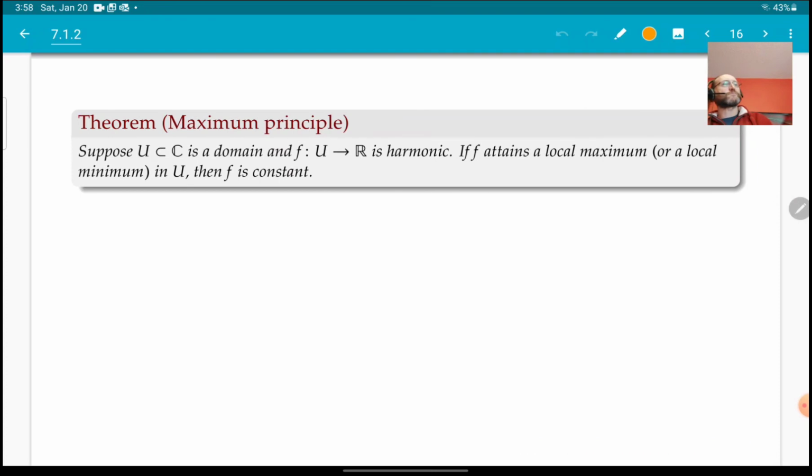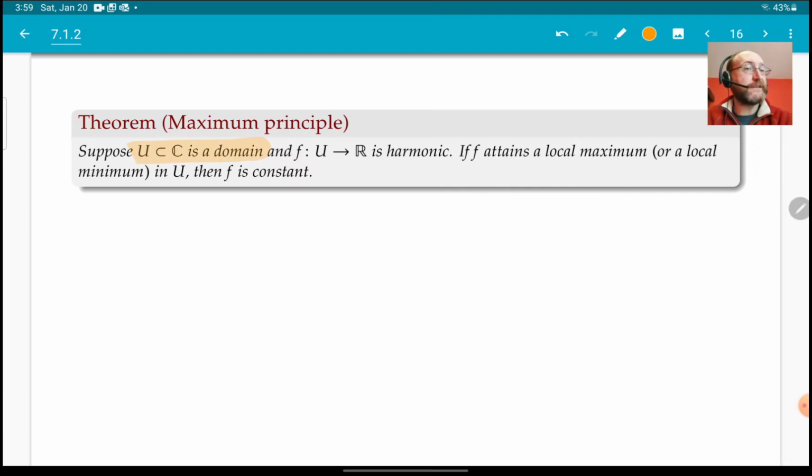Okay. Let's do the maximum principle, right? So we have the identity, maximum principle. And again, we're going to do it in the same way. We're going to use what we know from holomorphic functions, right?